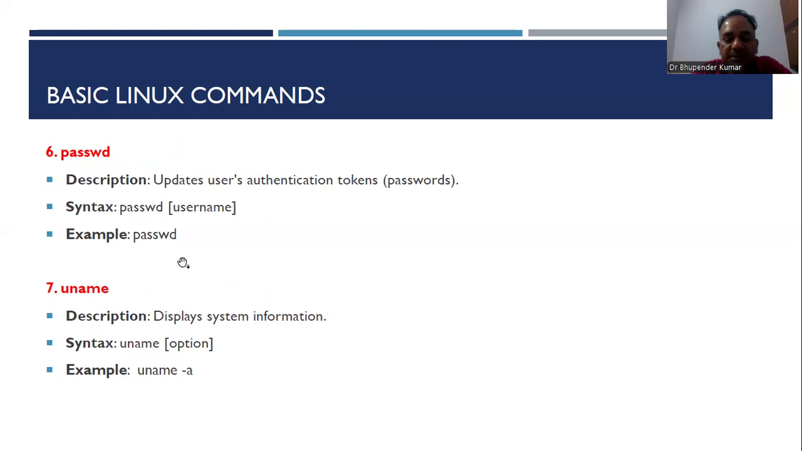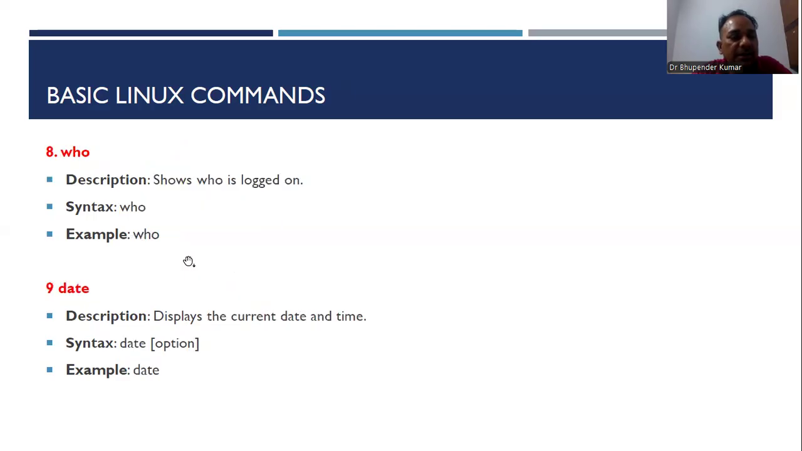So now let's move forward, and now let's understand this. Next command is the who command. The who command shows the name of the user who is currently logged on in your system. The syntax is very simple. You just have to type who. The example is the same. You type who and press enter. It will display the name of the current user who is logged on in the system.